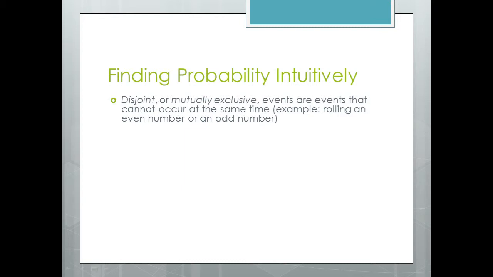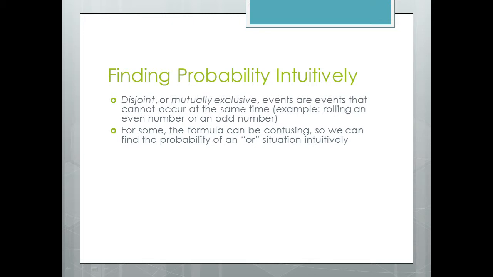You need to know what disjoint or mutually exclusive events are. Those are events that cannot occur at the same time. For example, if you had a die in your hand, there's no way you can roll, with one roll, an even and an odd number at the same time. It's impossible. A number is either even or it's odd, so you can't do both at the same time.